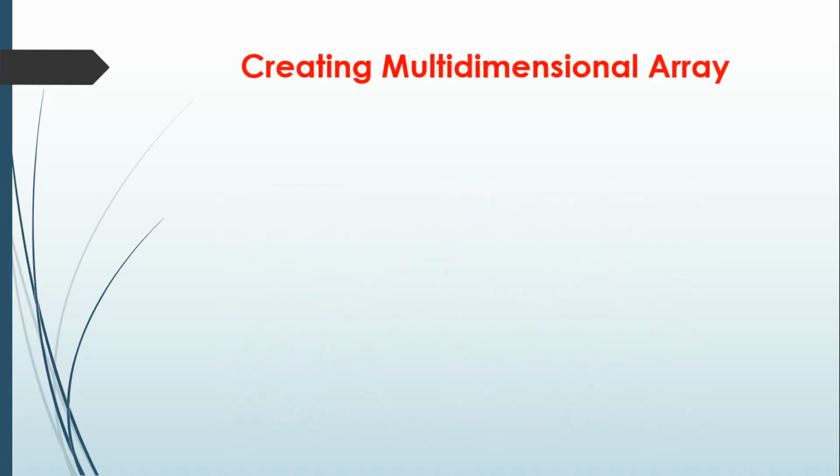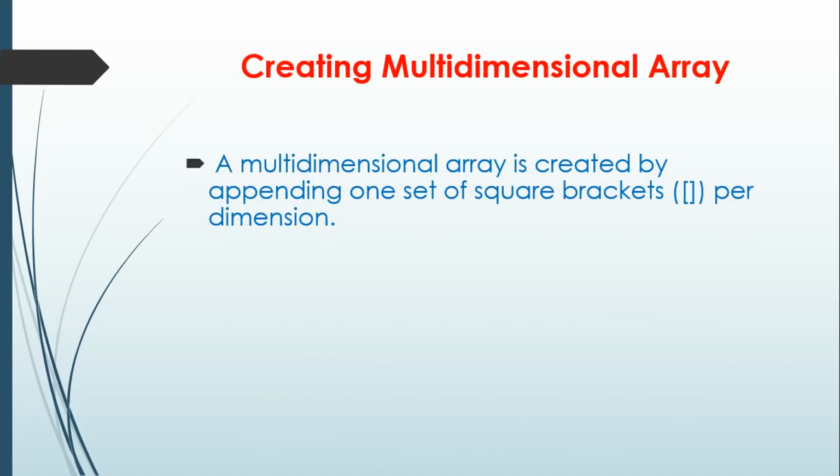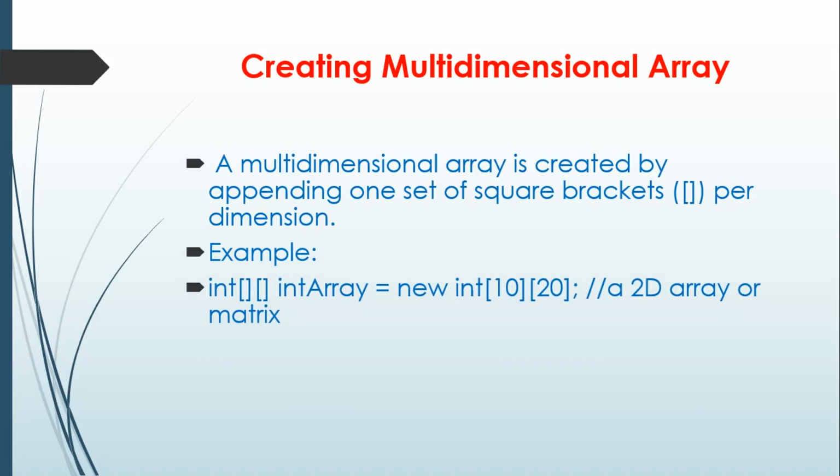So let's see how to create multi-dimensional arrays. A multi-dimensional array is created by appending one set of square brackets per dimension. For example, int array = new int[10][20], a 2D array matrix. Here we use two square brackets, that's why we call it a two-dimensional array.